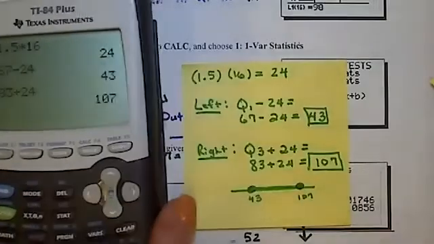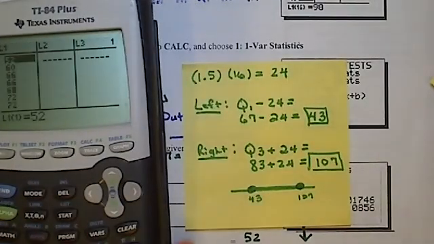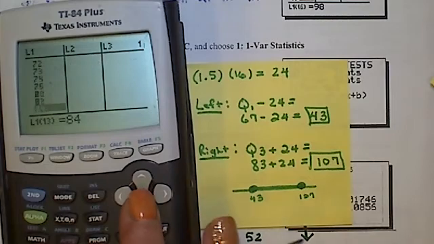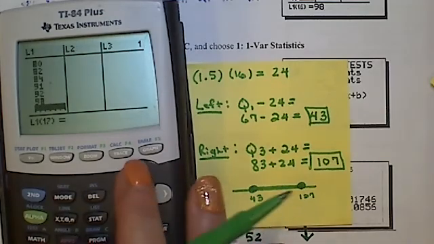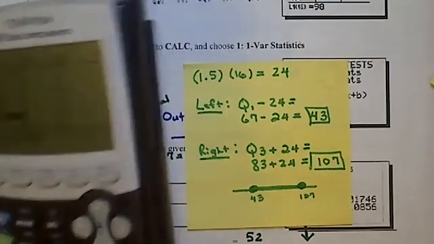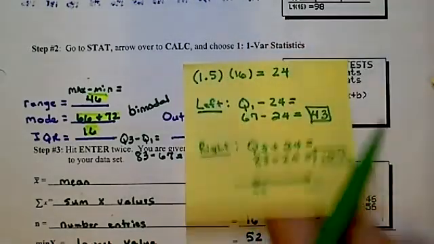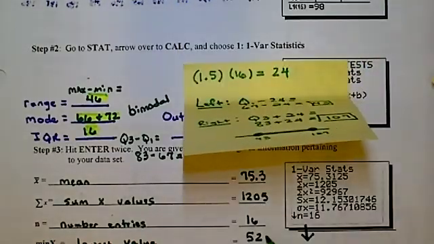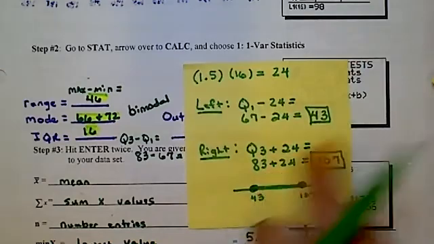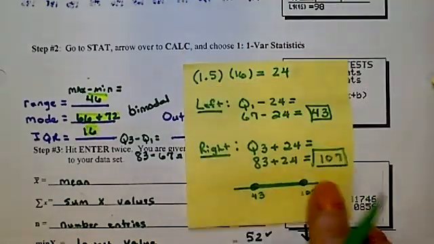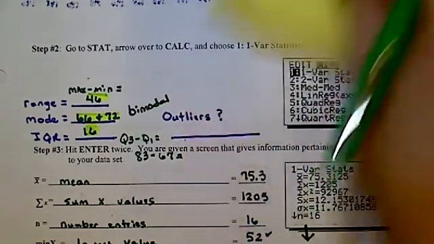So let me go back to where we ordered it. I don't see anything lower than 43. So I'm going to go to my high value, which is my max. And I don't see anything higher than 107. Okay, and you also can compare that to your max and your min. So my lowest value was 52. Okay, so it's not lower than 43. My highest value is 98, and that's not bigger than 107. So we're going to put none.